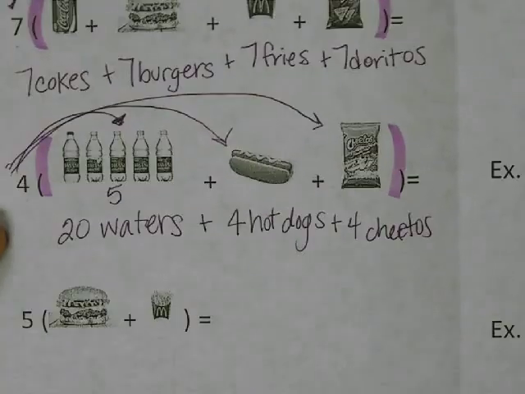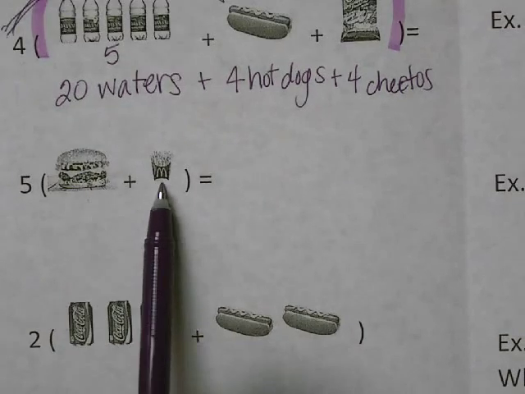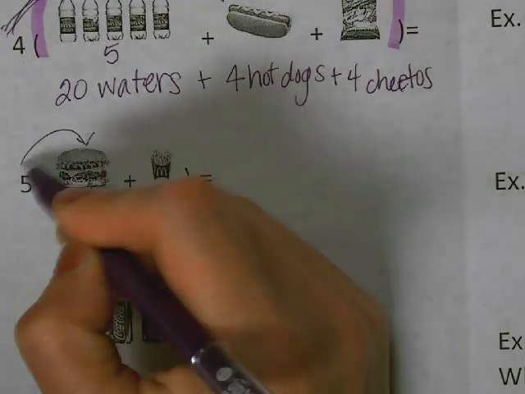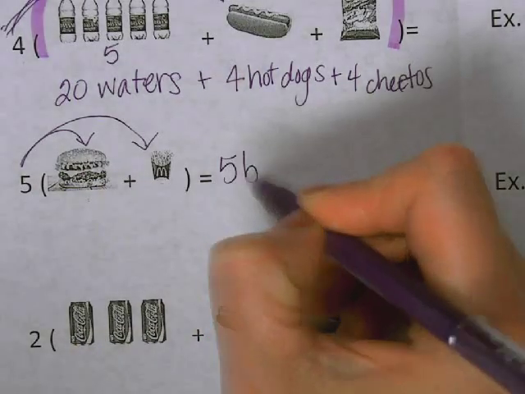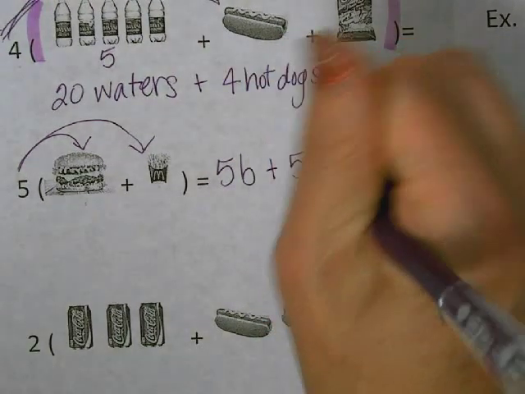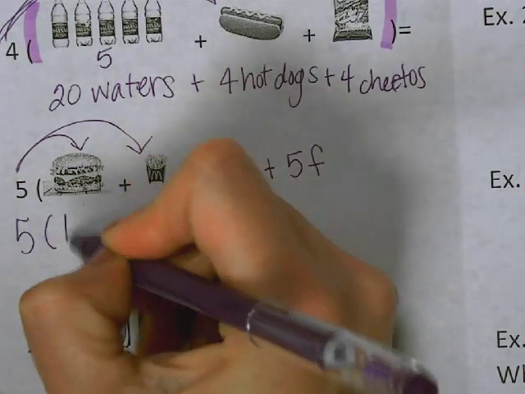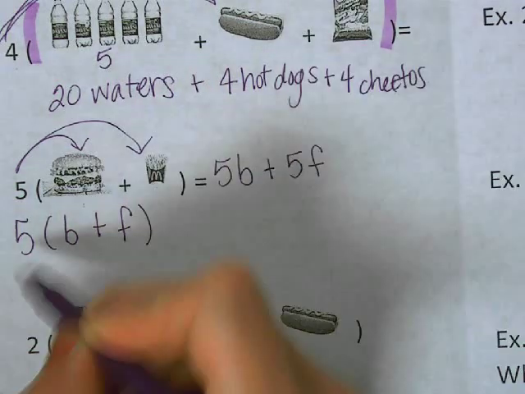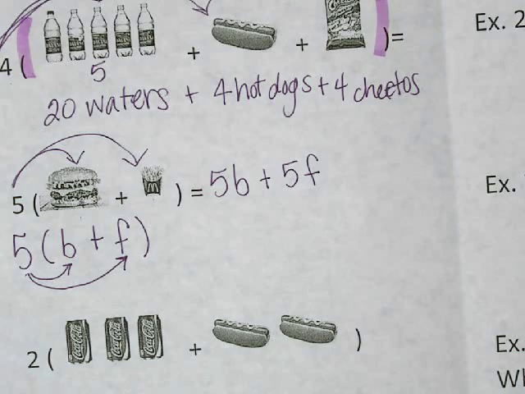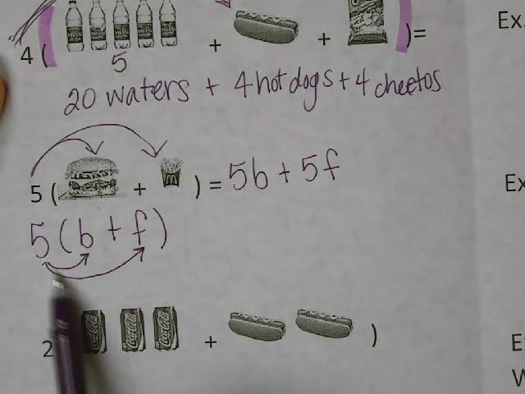Okay? Alright. So on this next one, my meal just consists of a burger and fries. So if I want 5 bags of burgers and fries, I want 5 burgers and 5 fries. I could represent burgers with just a B. So 5 burgers plus 5 fries. And I could represent fries with just an F. So this would look like this: 5 times B plus F, and I would do 5B plus 5F. Make sense? 5 burgers and 5 fries. 5 times B and 5 times F.